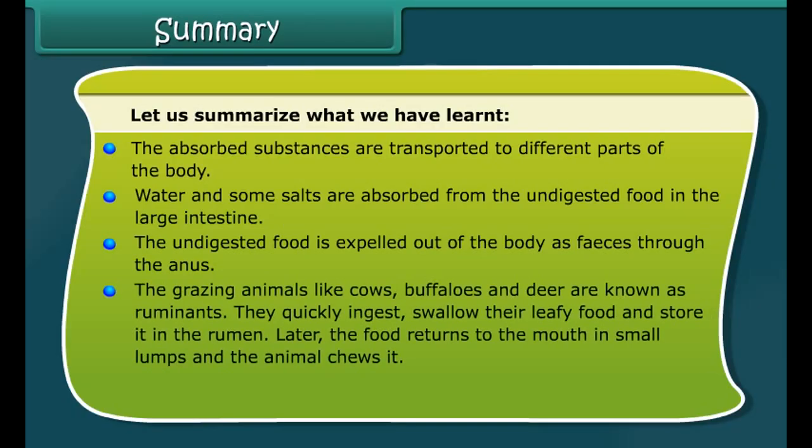The grazing animals like cows, buffaloes, and deer are known as ruminants. They quickly ingest, swallow their leafy food, and store it in the rumen. Later, the food returns to the mouth in small lumps, and the animal chews it. Amoeba.